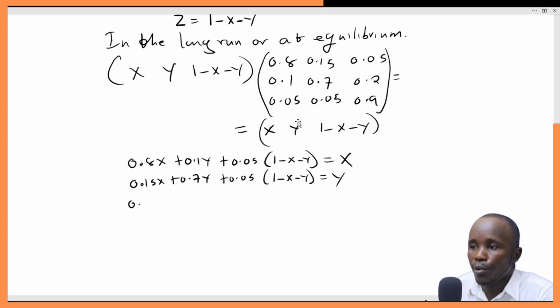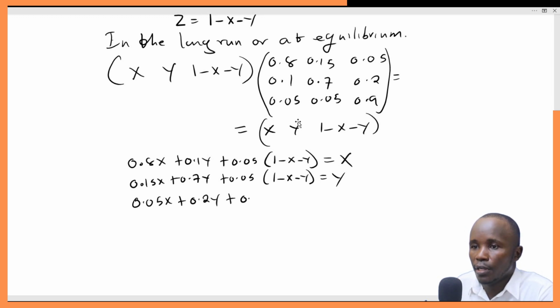Finally, 0.05 into 1 minus x minus y plus... this should be 0. This is 0.05x, yeah, 0.05x plus 0.2y plus 0.